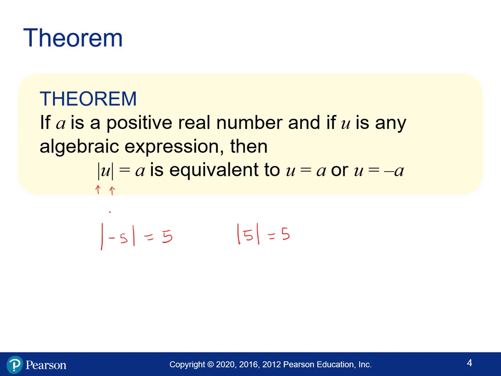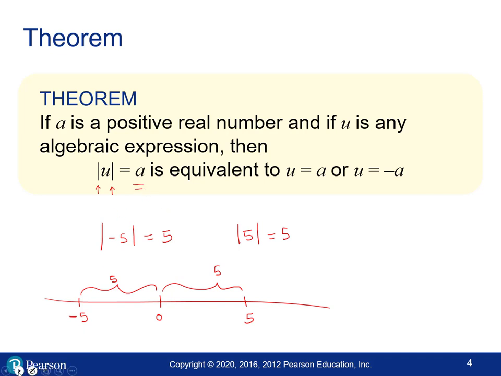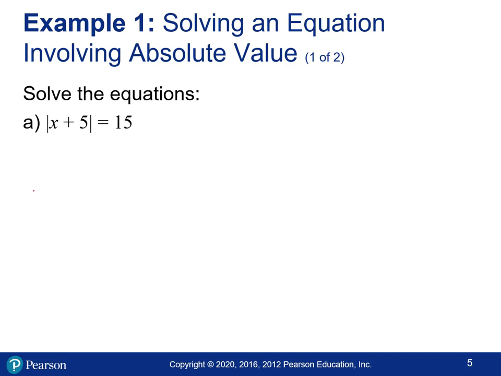The reason for this is that the absolute value bars actually represent distance. It's letting us know how far that number is from 0 on the number line. If I place 0 right here on my number line, then negative 5 is 5 units away from 0, and positive 5 is also 5 units away from 0. So the absolute value of a number is letting us know distance, and that's why it's always something positive.